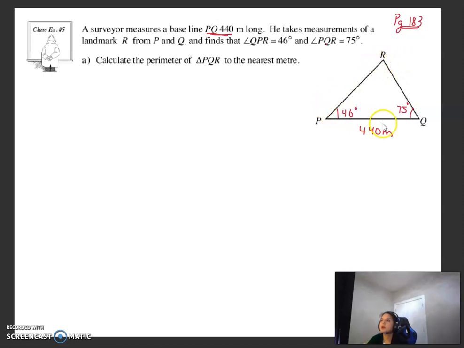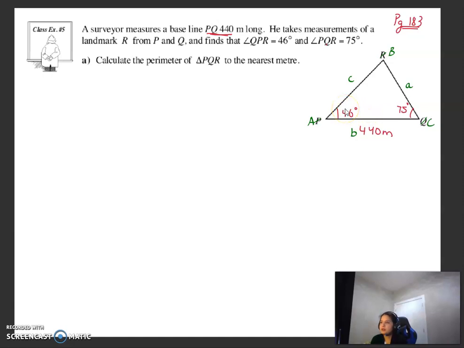Which means they want us to find all three sides. We already have one side, we need to find the other two sides and then add them all up. So that's what we're going to do. First of all, I like to rename my triangle ABC just so that I can use my sine law. So that's the version that's given to me. I do like to rewrite every triangle in ABC, which means this is side A, this is side B, and this would be side C.